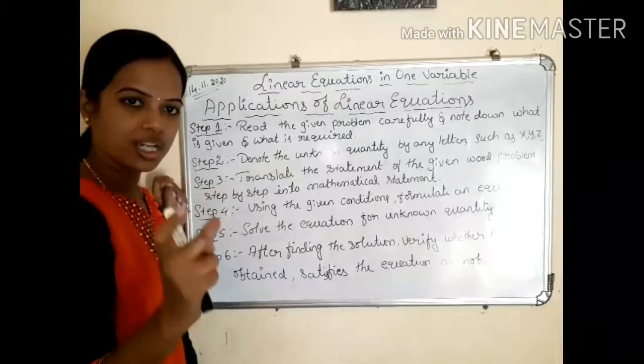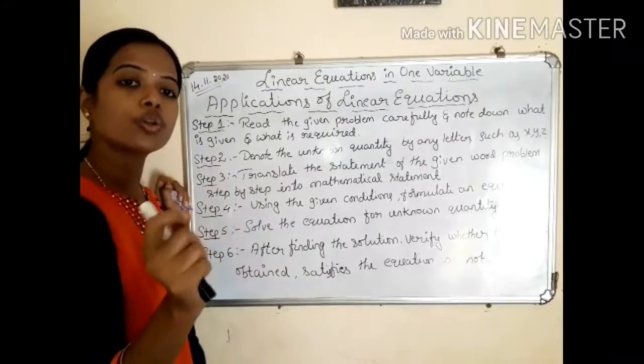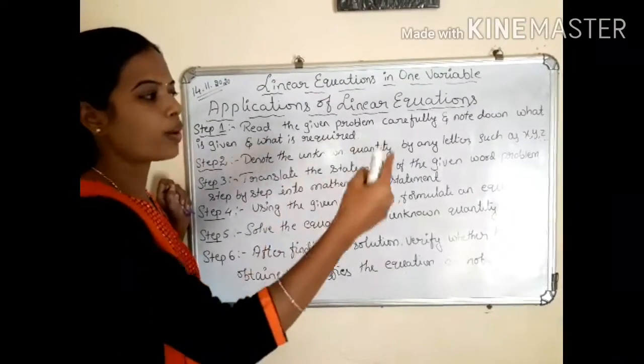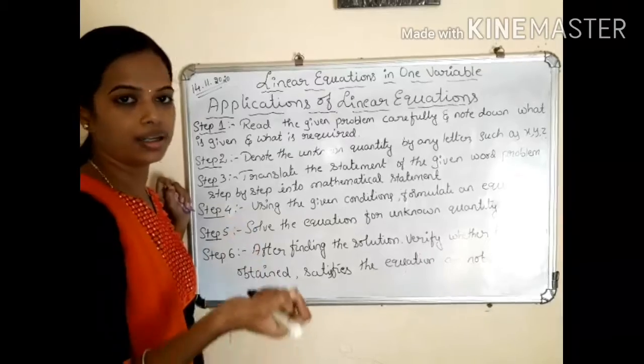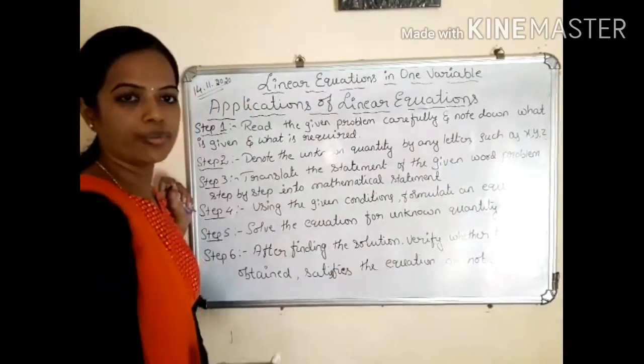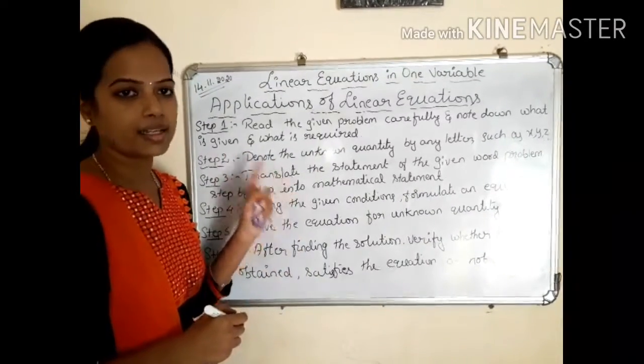The unknown quantity in the question, you have to identify, and also you have to write that unknown quantity as let x, y, z, any alphabet letter you can choose. This is the second step.